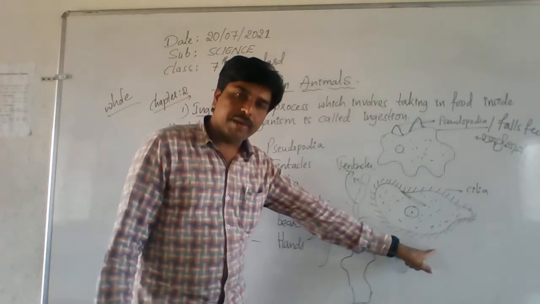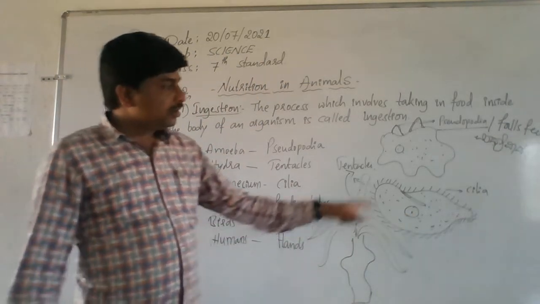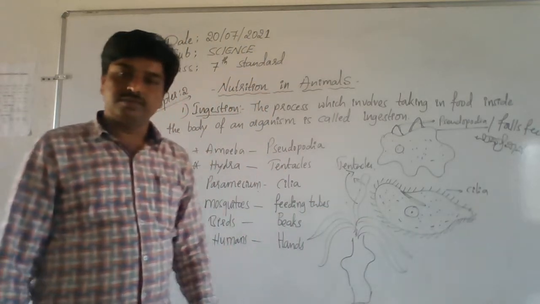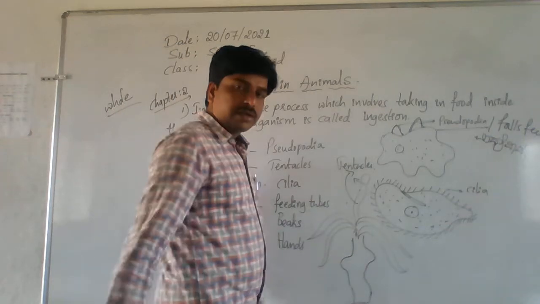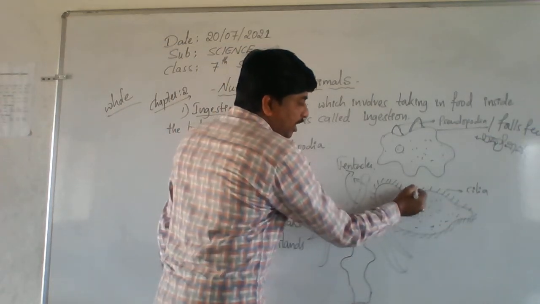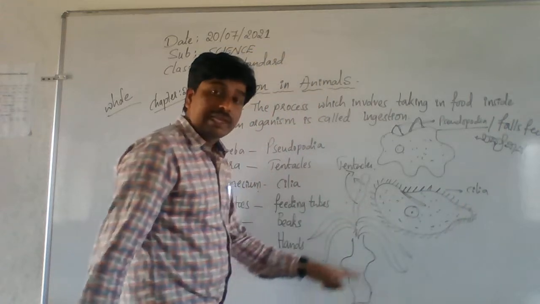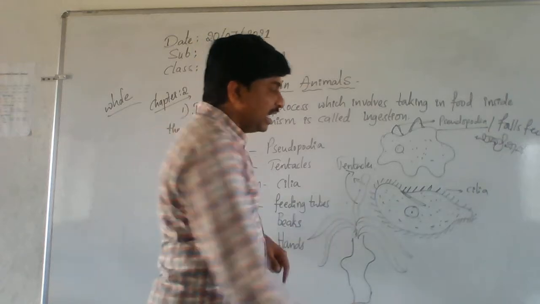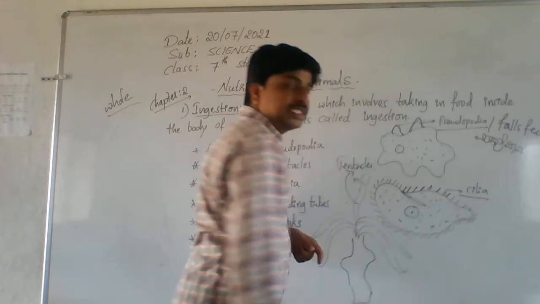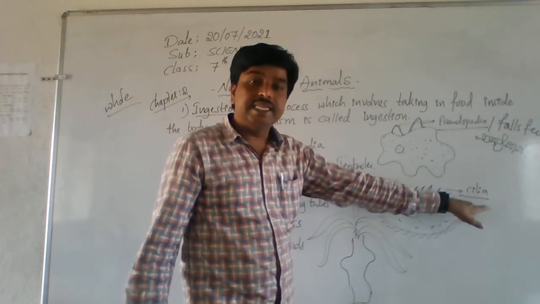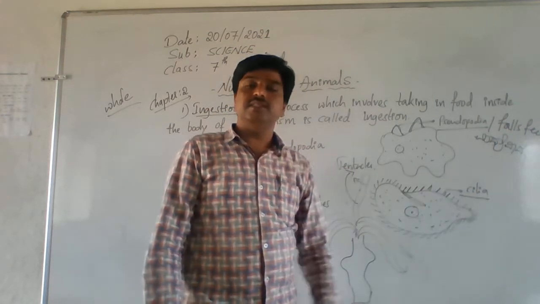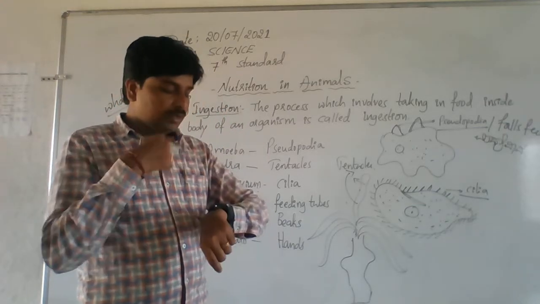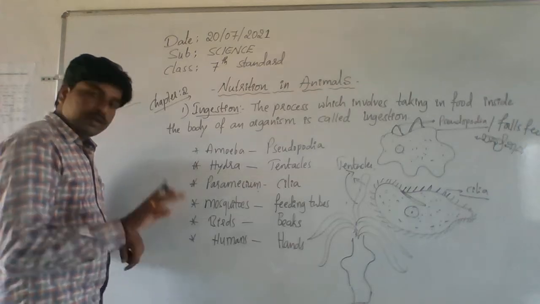See, I have already drawn the paramecium diagram here. Remember, amoeba is also a unicellular organism, and paramecium is also a unicellular organism. This paramecium has hair-like outgrowths on its body surface. These hair-like outgrowths are called cilia. They are called what? Cilia. Understand? By using these cilia, paramecium intakes the food. Clear or not?